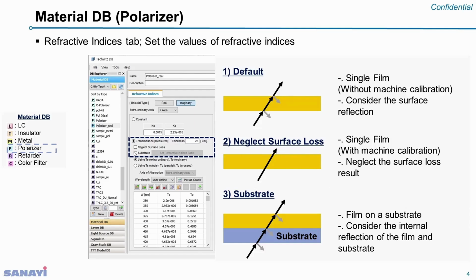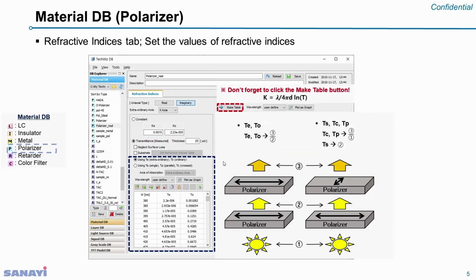And when checking the substrate, a polarizer is placed on the substrate. So when measuring the transmittance of the polarizer, the transmittance can be entered considering the refractive index of the substrate. So by clicking the Set Refractive Indices Table button, you can enter the refractive index according to the wavelengths. Also, select the polarizer measurement method. There are two measurement methods, TE-TO and TS-TP-TC.